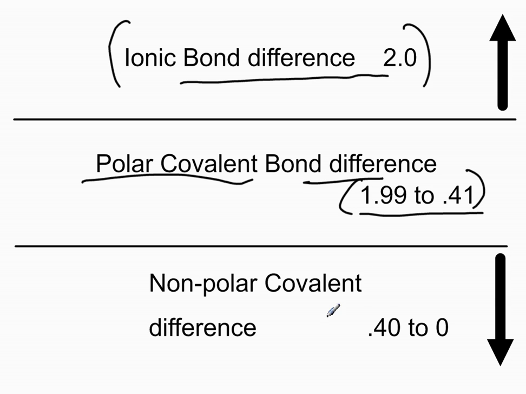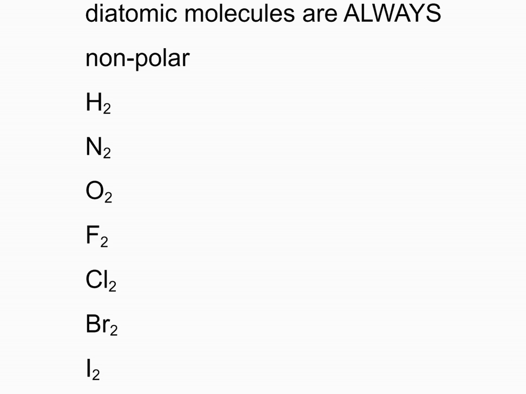And if the difference is 0.40 to 0, then you're going to have a nonpolar bond. So when you look at it, it would look like this. And this is key because you see these all as answer choices.